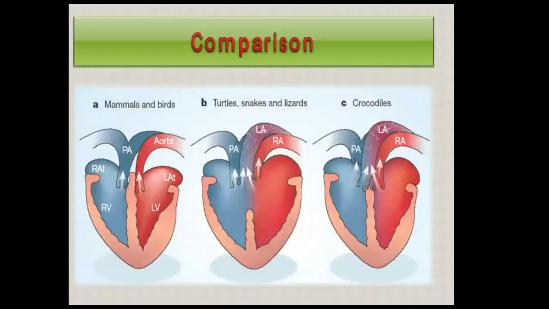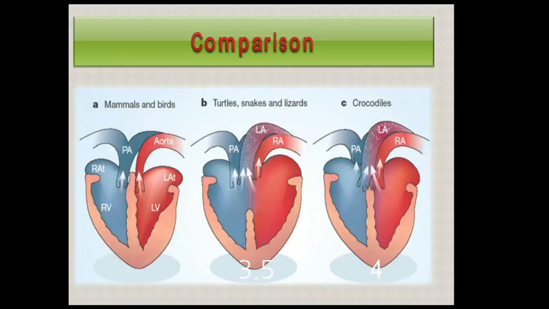So before starting the heart of the mammals, here is a comparison of all the three types of hearts that we have previously discussed. The first is of the turtles, snakes, and lizards, and they typically have a 3.5 chambered heart. Here you can see the two atria, and we have a partial septum present inside the ventricle. So they are typically 3.5 chambered.